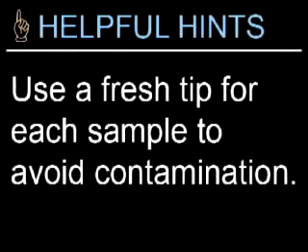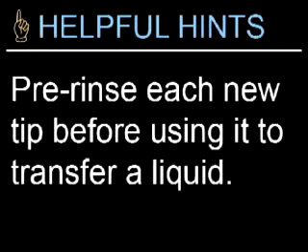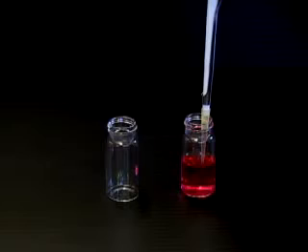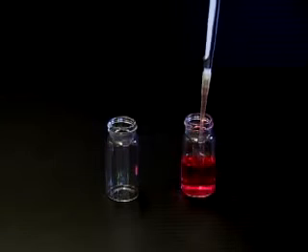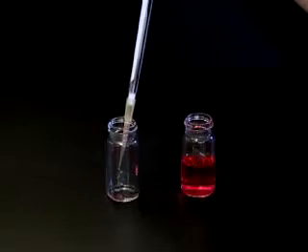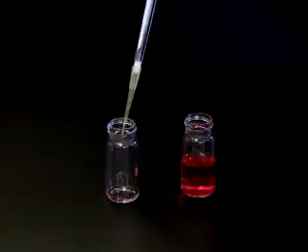First, use a fresh tip for each sample to avoid contamination. Second, pre-rinse each new tip. Most liquids leave a film on the inside wall of a new tip, which affects the actual volume that can be transferred. By pre-rinsing a tip, these volume variances are eliminated. To pre-rinse a tip, simply draw solution into the tip and expel it into a waste container.